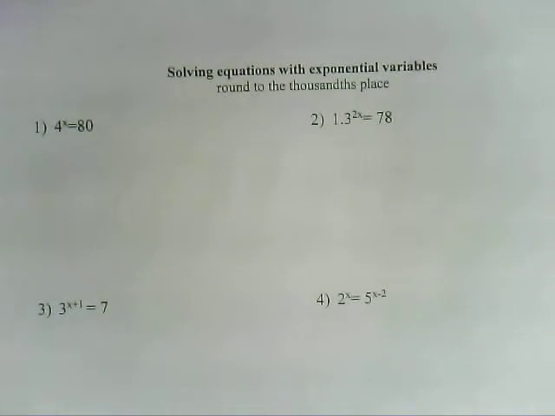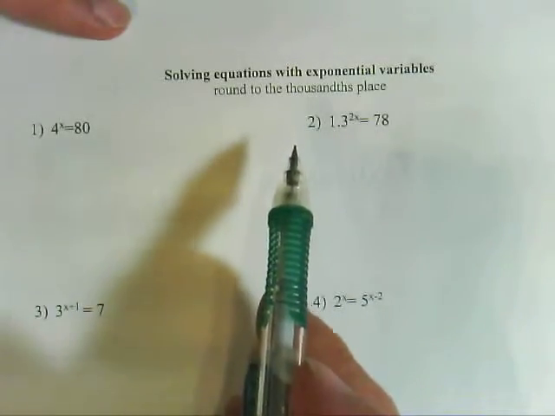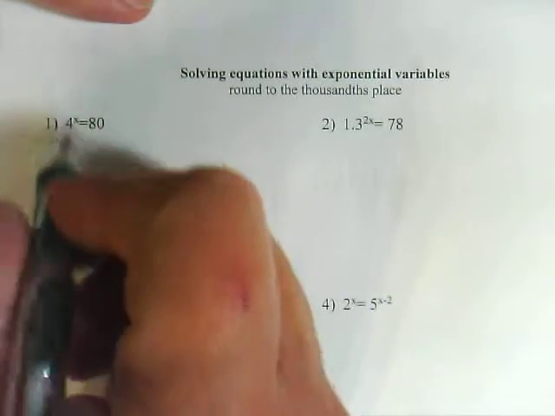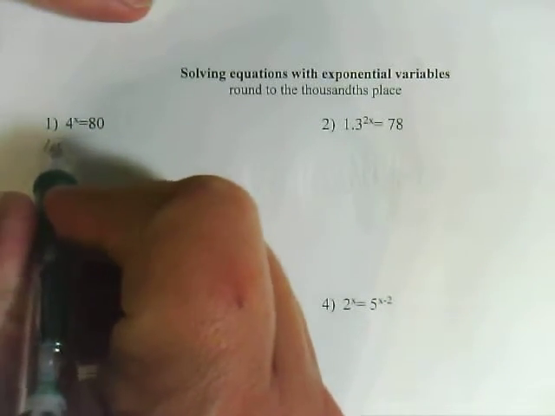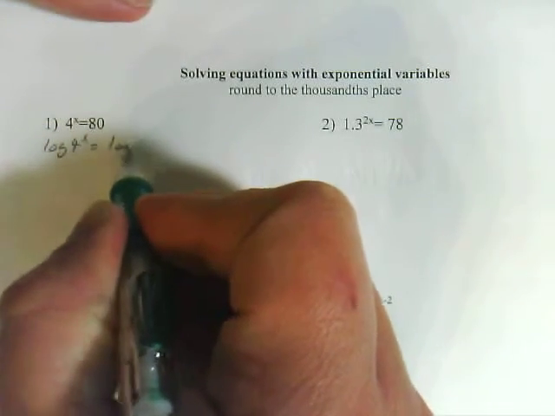Okay, we're solving equations with exponential variables, and again, we're going to round off to the thousandths place. First problem, this is very similar to what we did before. We're going to take the log of both sides, so this would be the log of 4 to the x power is equal to the log of 80.